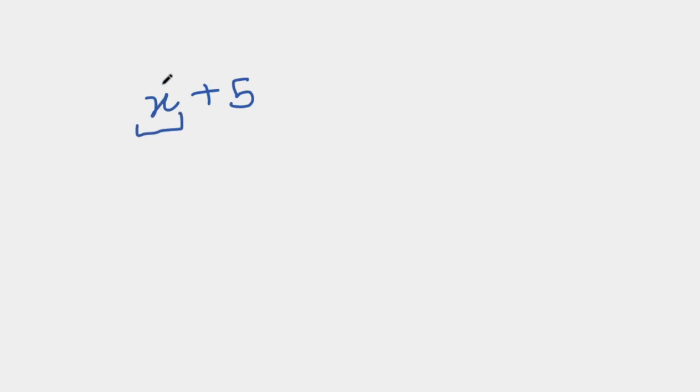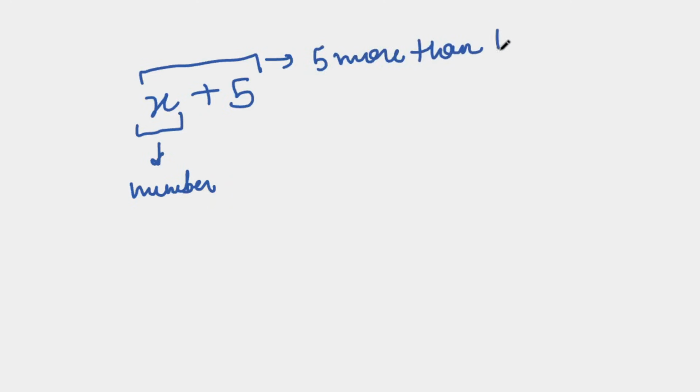Alright, so I said that first I need to choose a variable. Let's suppose I'm choosing x to represent that number, and then it says 5 more than that number. So that number is represented by x and we are talking about 5 more than it. So that number is x and this x is representing that particular number. And this whole algebraic expression is representing 5 more than x, or you can say 5 more than the number. Alright, clear? Okay, let's take some examples.